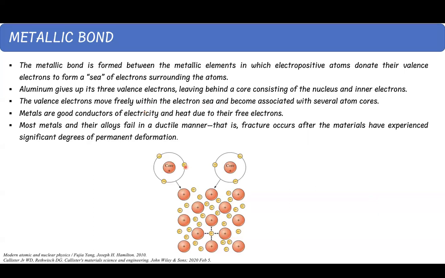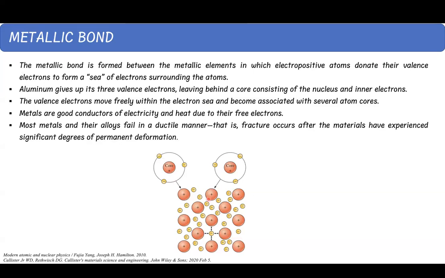For example, aluminum has 3 valence electrons. These 3 valence electrons are given to all the neighboring atoms, and the atoms themselves become positive ions. So these electrons go around all the atoms in the material, and this is all about metallic bonds.